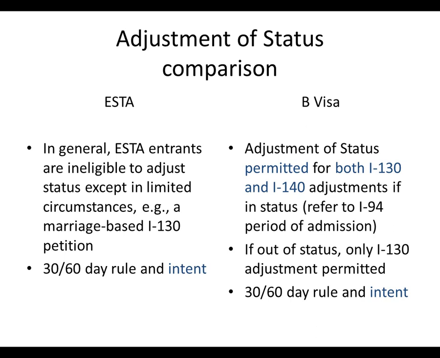But just to recap, for any adjustment of status under the ESTA program within 30 days, the USCIS is allowed to presume improper intent. And if that adjustment of status occurs within a 60-day period, then that improper intent may also be inferred, although in order for that to be triggered, you may need some other indication of immigrant intent. So to contrast ESTA with the B visa program, adjustment of status is permitted for I-130 and I-140 adjustments.